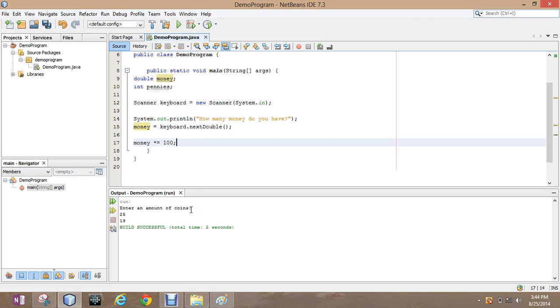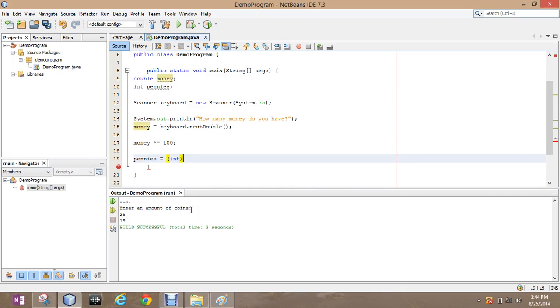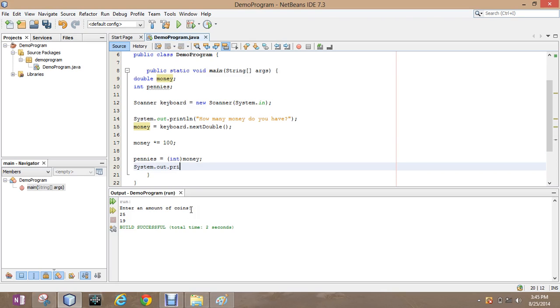And then what we're going to do is we're going to convert that to an integer that we can work with. So pennies equals, and we're going to put int in parentheses. That's going to do the conversion, and it's going to convert money. So right now we'll go ahead and we'll just print out pennies to prove that this did it correctly. So $6.07, 607 pennies right there.